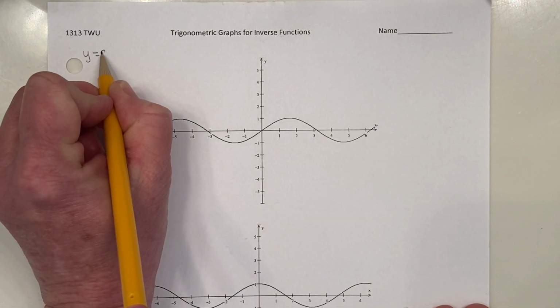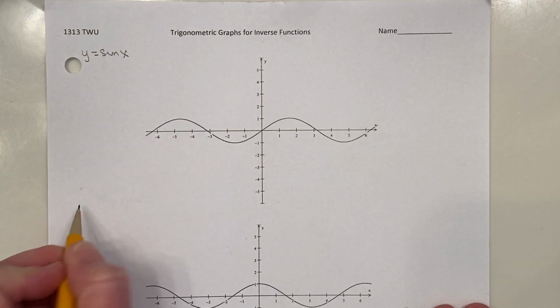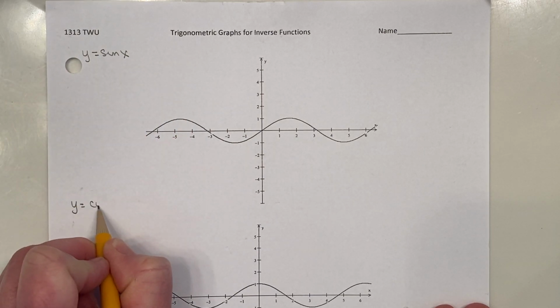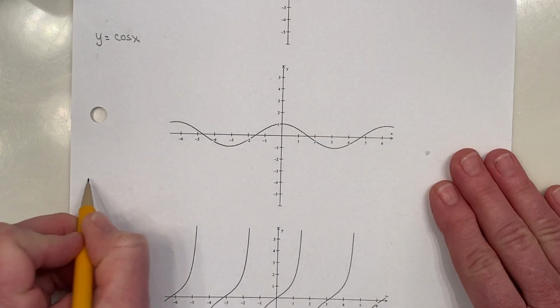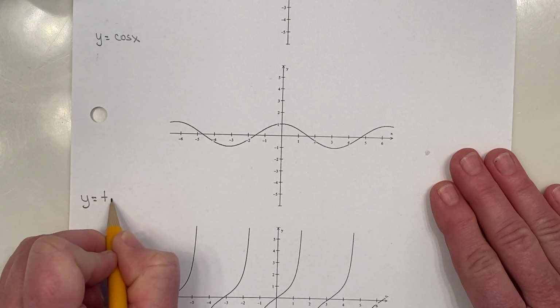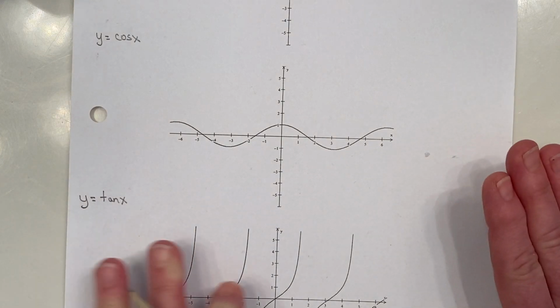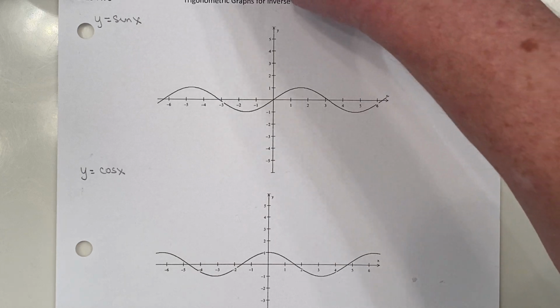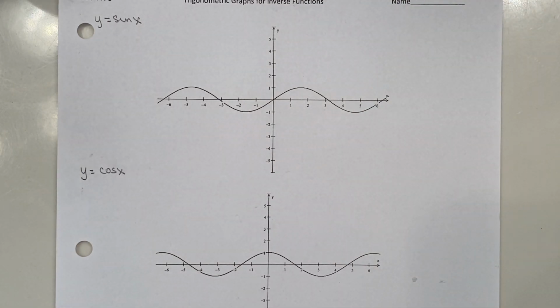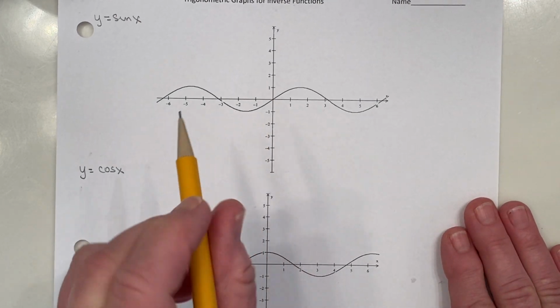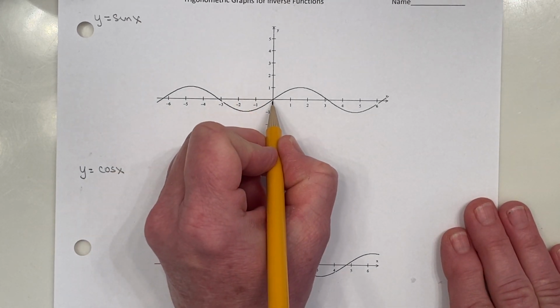So here we have y equals sine of x. Here we have a graph of y equals cosine of x. And here at the bottom we have y equals tangent of x. All right, to begin our study of the inverse trig functions for sine, cosine, and tangent, we want to revisit some of the points that we knew were on these other regular trig functions.